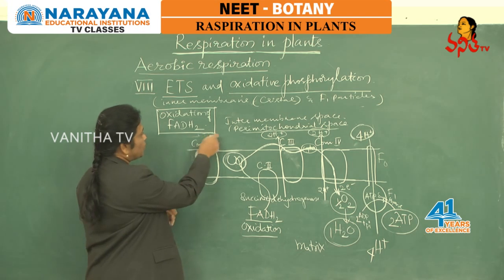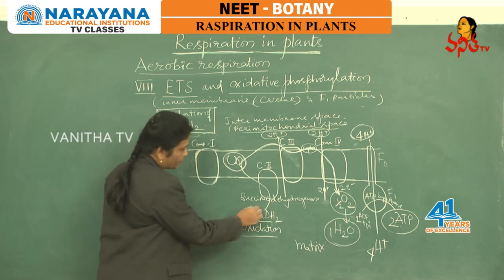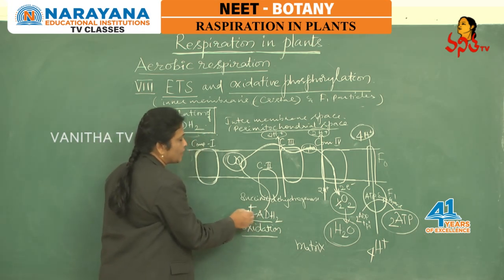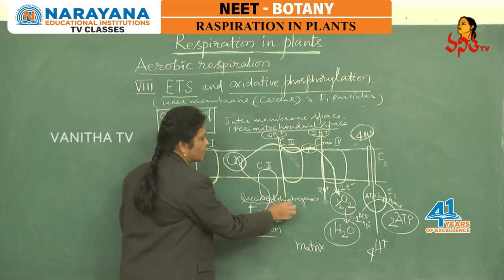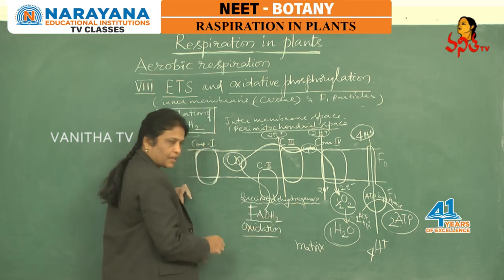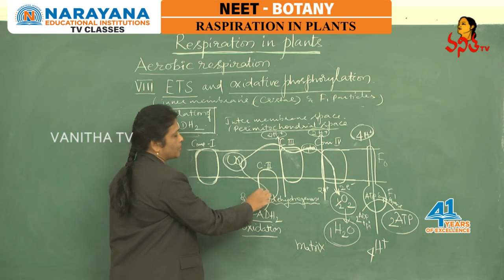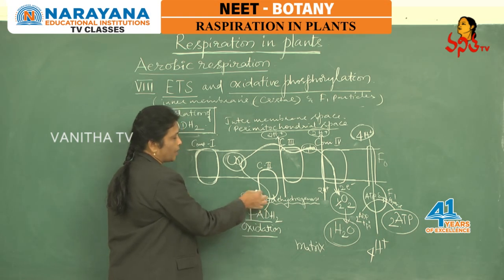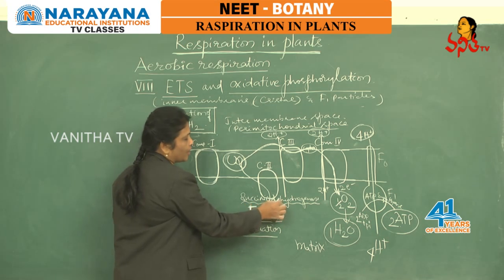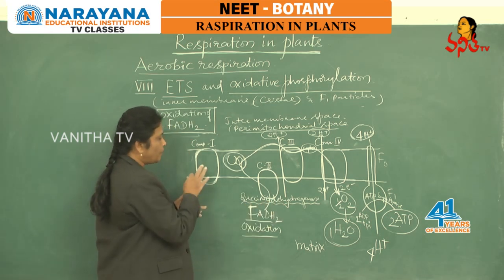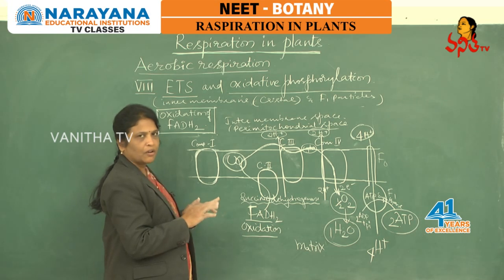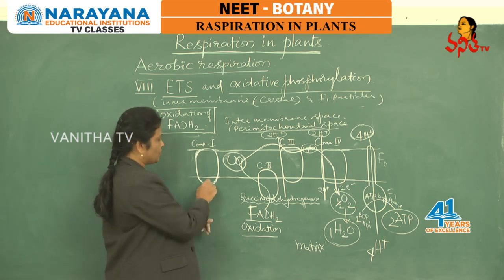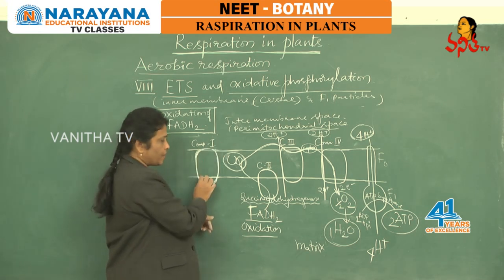Now, coming to the oxidation of FADH2 there in the matrix, it is catalyzed by the enzyme succinic dehydrogenase complex, that is nothing but complex 2. Okay. So, the oxidation of FADH2 is performed by complex 2 with the enzyme succinic dehydrogenase. Complex 1 is not at all involved in the oxidation of FADH2, and you have to remember that.